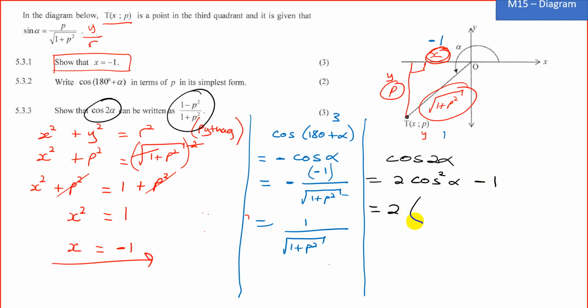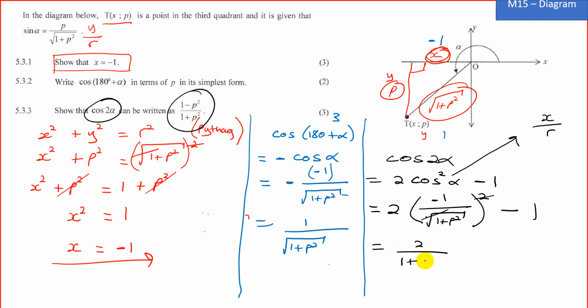Now we're going to substitute. If you look at our question, we found minus cos alpha. Okay, if we're not confident, remember cos is x over r. And if you look at your diagram, your x value is negative 1, and your r value is the root of 1 plus p squared, so we have 2 times (negative 1 over the root of 1 plus p squared) squared, minus 1. Don't forget your square sign. So if we square that, it will make negative 1 positive, and then we're going to multiply the 2 in. You'll get 2, and the square and square root should cancel off, and we're left with 2 over 1 plus p squared, minus 1.